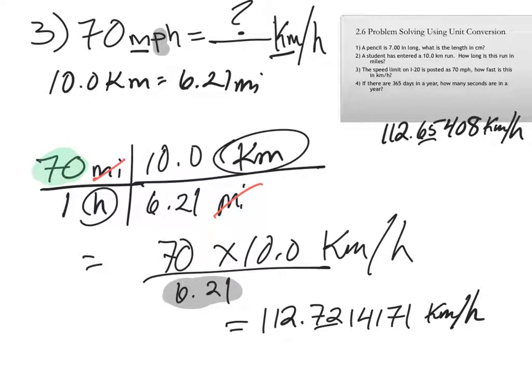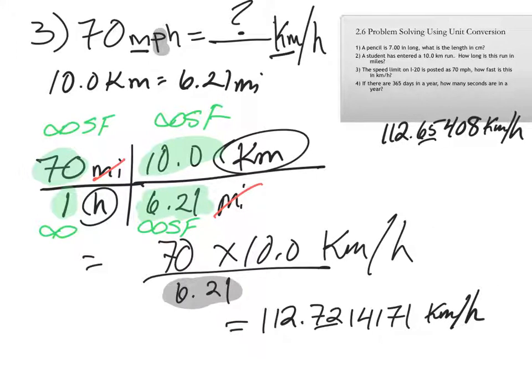70 miles per hour. The significant figures for that 70 will actually be infinity because it is a known fact. The posted speed limit is 70. It's not 70.01 or anything like that. It's just 70. And the same thing goes for the one down there. It is infinity. The 10 here technically was 3. And the 6.21 is technically written as 3, but we're going to treat each of those as infinity because it is a conversion factor.